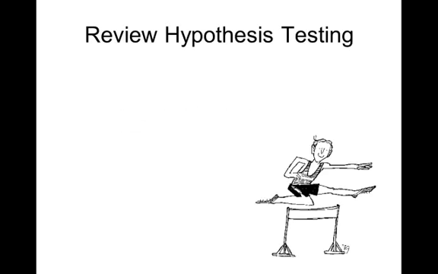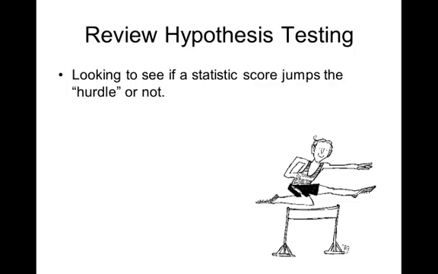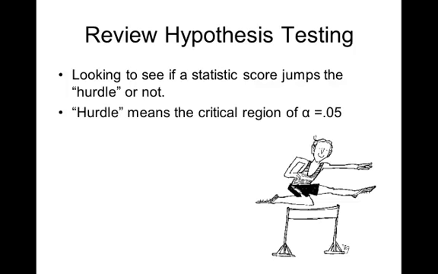So let's do a little review of hypothesis testing because we're going to be using this in every single statistic that we learn from here on out. First, remember that what we're really looking for is to see whether a statistical score jumps the quote-unquote hurdle or not. And here what we mean by hurdle is the critical region, those areas on the end of the distribution, on the one end if you're doing a one-tailed test, or a split between the two tails if you're doing a two-tailed test.